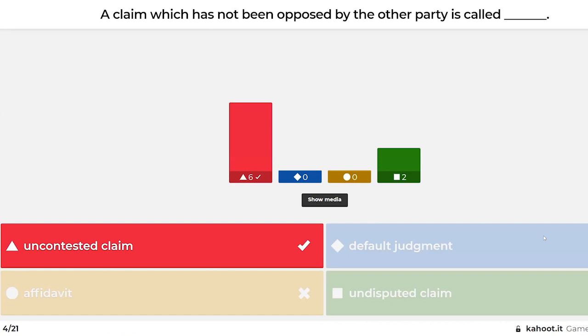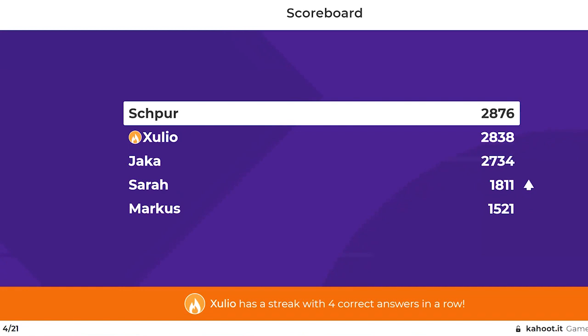Uncontested claim. Great. Most of you, again, have a very good knowledge of the terminology that is being used in this regulation, the regulations that we are dealing with. There have been some changes, but basically the same people, just changing places for now. The rest of you, come on, catch up.